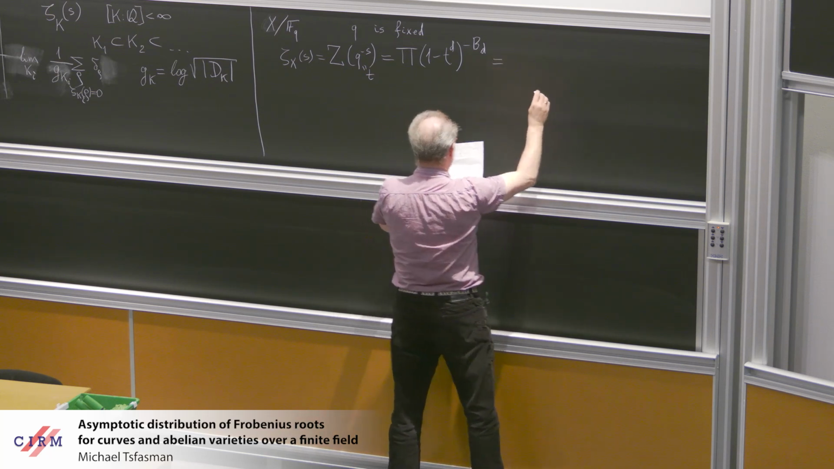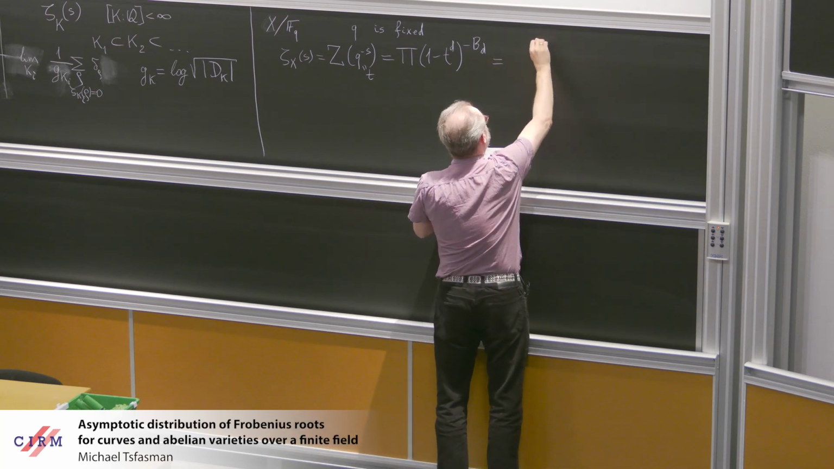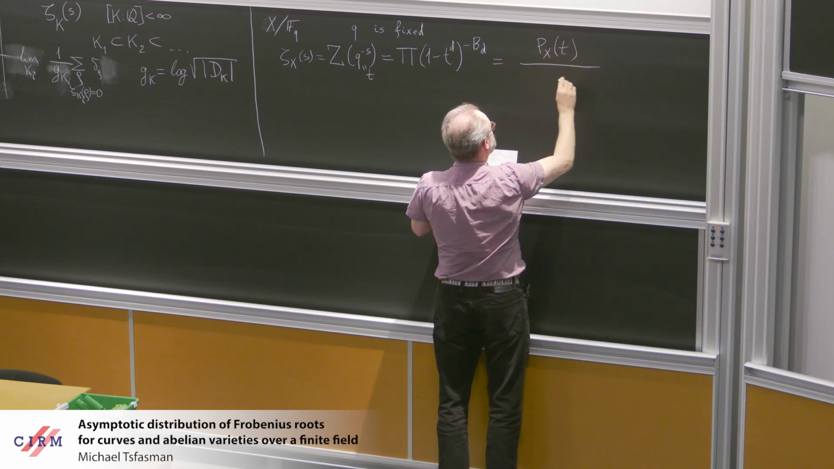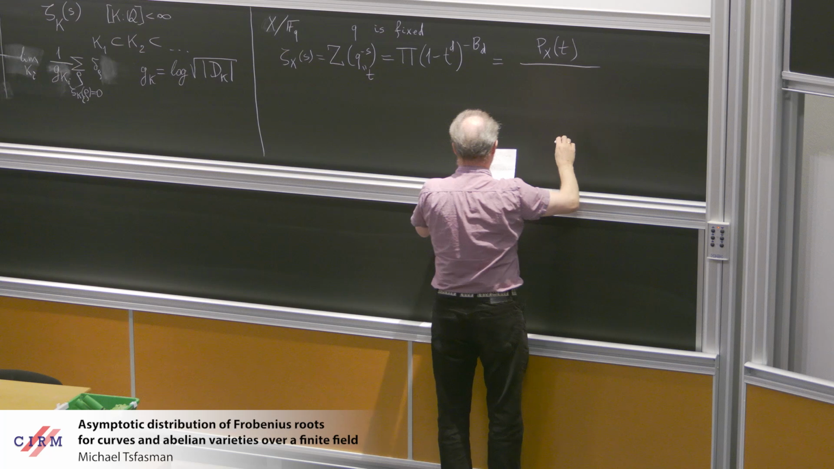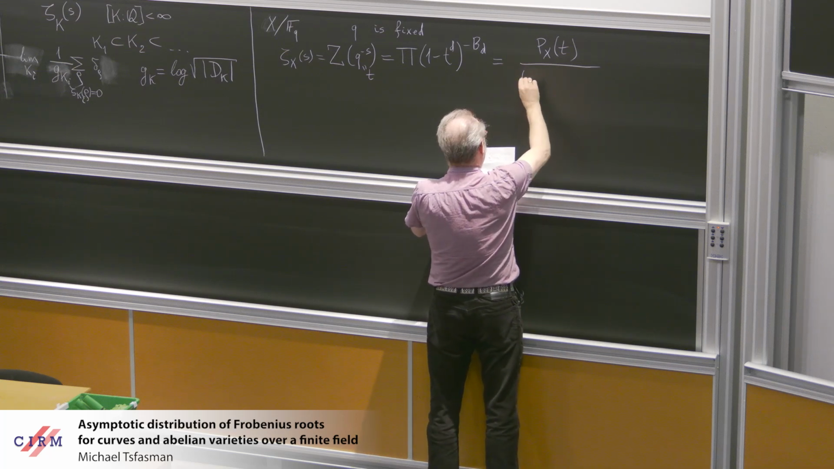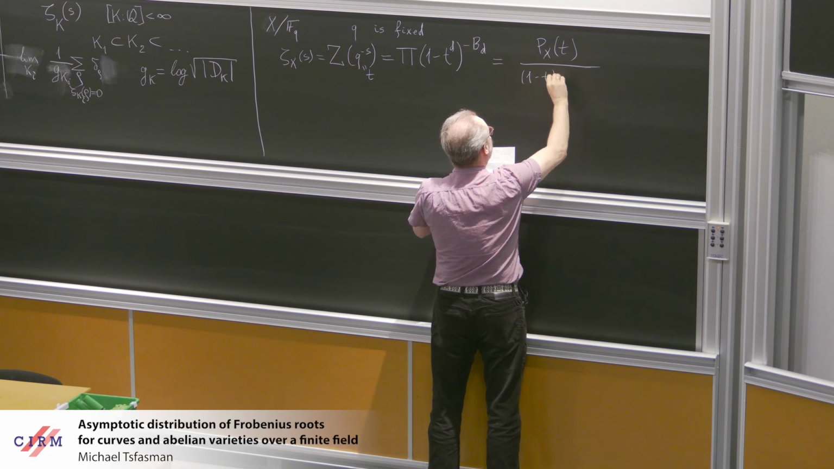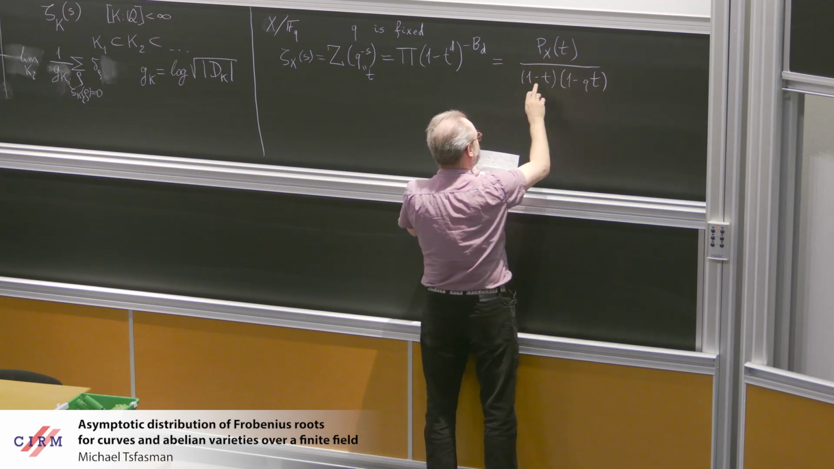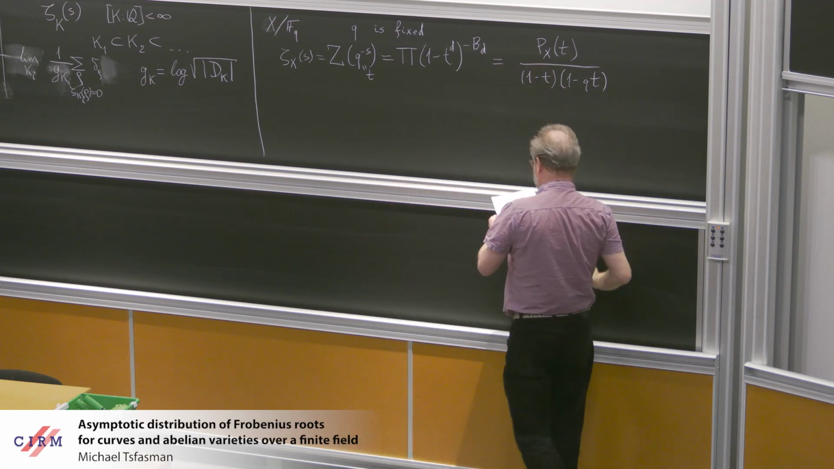We know that it is a rational function with a polynomial P_X of t that corresponds to the first cohomology of the curve, divided by 1 minus t, 1 minus qt, which are the zeroth cohomology and the second cohomology.